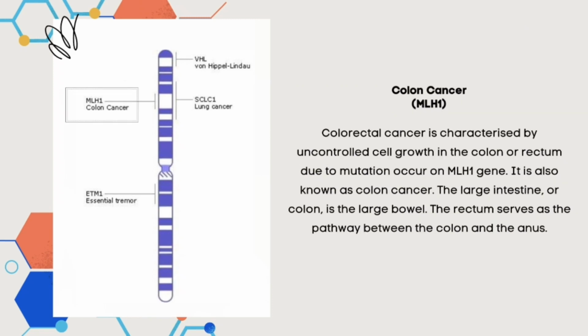Secondly, colon cancer, MLH1. Colorectal cancer is characterized by uncontrolled cell growth in the colon or rectum due to mutation occurring on the MLH1 gene. It is also known as colon cancer. The large intestine or colon is the large bowel. The rectum serves as the pathway between the colon and the anus.